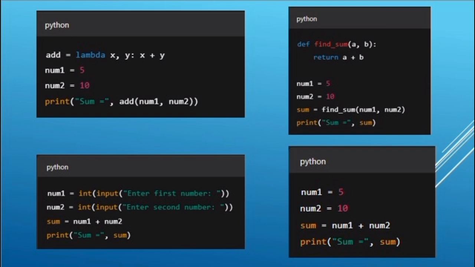As a very beginner, we will go with this kind of approach first. It is very easy. We'll just give some variables like num1 equals 5, num2 equals 10. We have assigned the values to the variables, and then we have written sum equals num1 plus num2 and just print that sum.